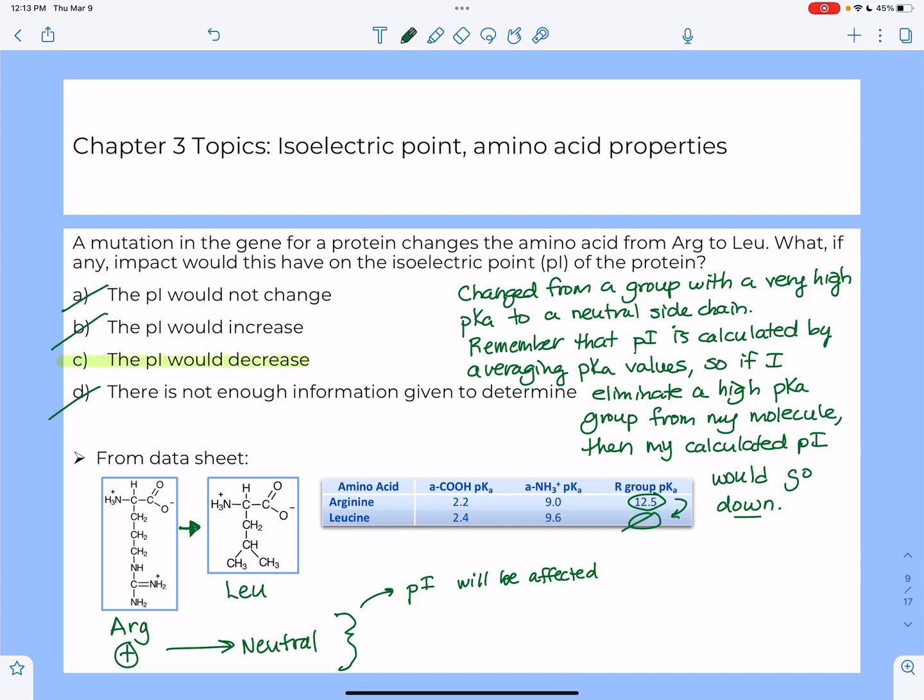So if I were changing, let's say, a glutamic acid to a leucine, so glutamic acid has an acidic group on its side chain with a very low pKa, that would be getting rid of a low value that I'm using in the average, and so that would mean that my pI would increase.